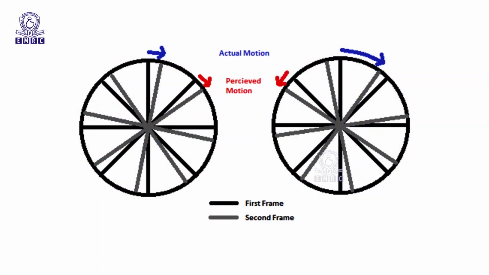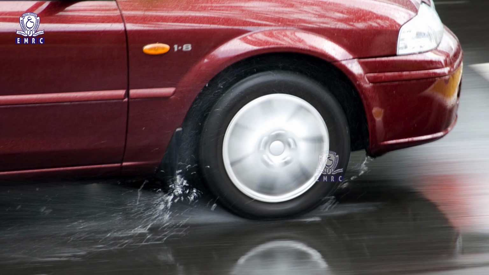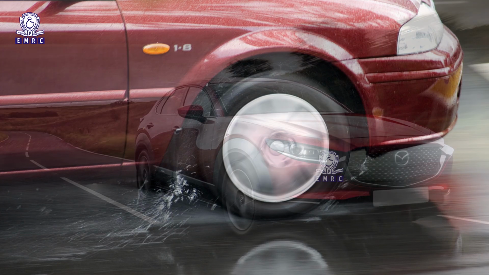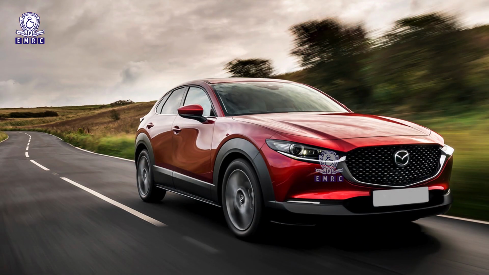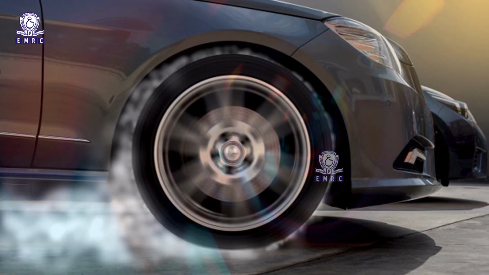So, this wagon wheel effect is a kind of optical illusion where a spoked wheel appears to rotate differently from its true rotation. The wheel can appear to rotate more slowly than the true rotation. It can appear stationary or it can appear to rotate in the opposite direction from the true rotation. The wagon wheel effect is most commonly seen in film or television depictions of stagecoaches or wagons in Western movies.